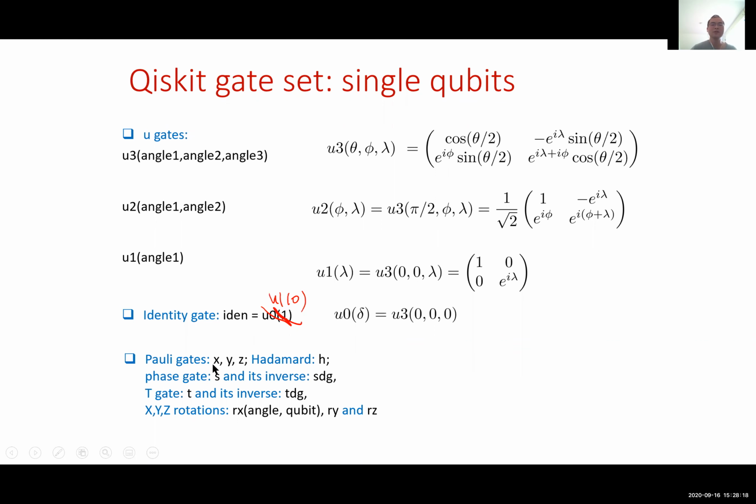The standard gates: Pauli gates X, Y, Z, Hadamard, lowercase h, and the phase gate S. Its inverse is S dagger, which you write as SDG, and T and its inverse T dagger, TDG. There are also rotations, XYZ rotations: X rotation on which qubit and some angle. You can also have Y rotation, Z rotation, etc.